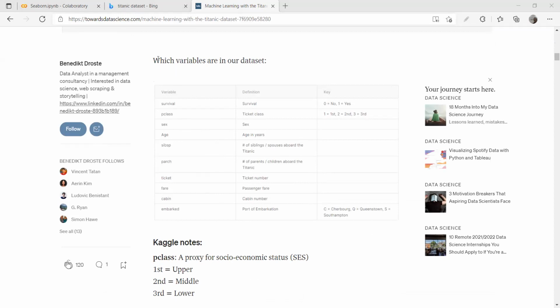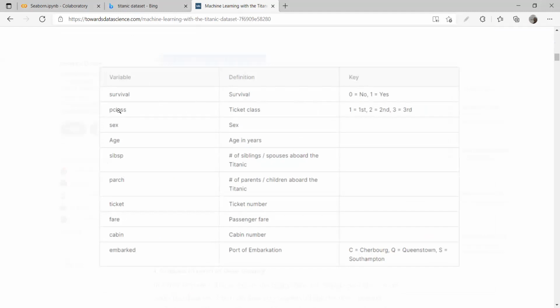free things. So which variables are there in the data set? You have survival, whether a person survived or not. Ticket class, whether it is first, second, or third. Sex, that is gender, male or female. Age is in years. SIBSP is the number of siblings or spouses that were on the Titanic at that time. Parch is parents and children, the number of parents and children on board the Titanic. Ticket is the ticket number of that person. Fare is the amount. Cabin number. And embarked, where he basically got in. C is for Cherbourg, Q is for Queenstown, and S is for Southampton.